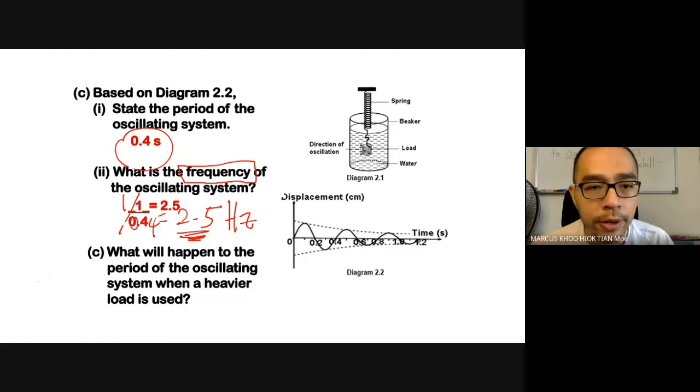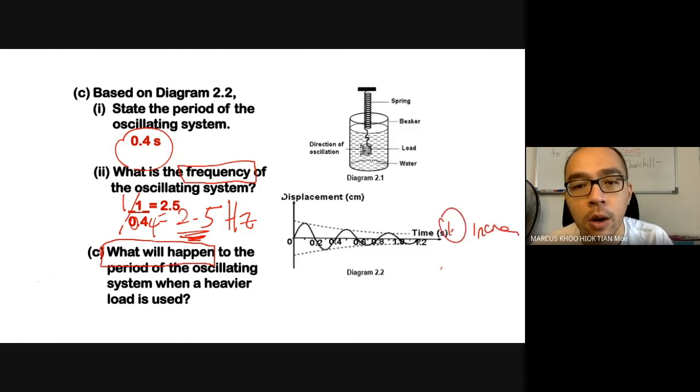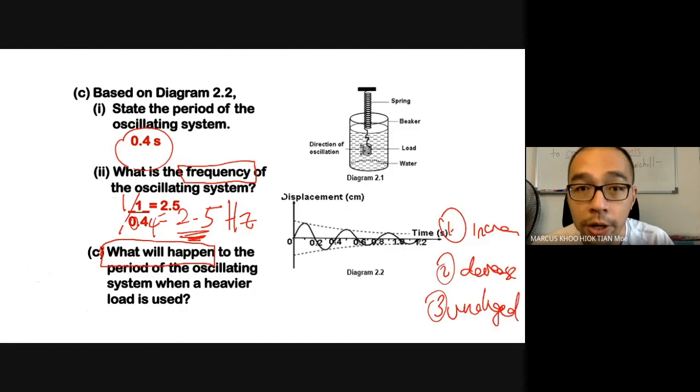Now, what will happen to the period of the oscillating system when a heavier load is used? Again, guys, the words "what will happen" mean there are only three possible answers. It will either increase, or decrease, or remain unchanged. These are answering techniques that help you, so you don't have to give a long explanation. Just one of these three words will do.